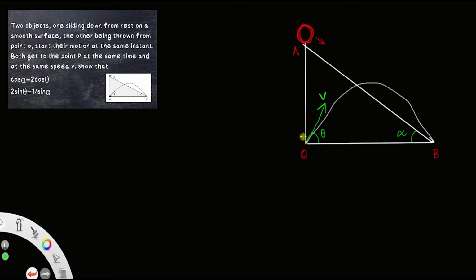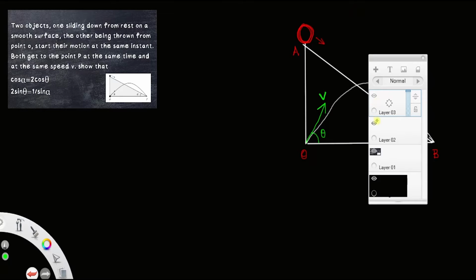So in this question we are given that the velocity attained by this ball at the point B and the velocity at which the projectile reaches the point B are the same. Also, this ball and the projectile reach the point B at the same time. And we have to show, if that is the case, this relation: cos alpha equal to 2 cos theta and 2 sin theta equal to 1 divided by sin alpha. So, how will we do this?